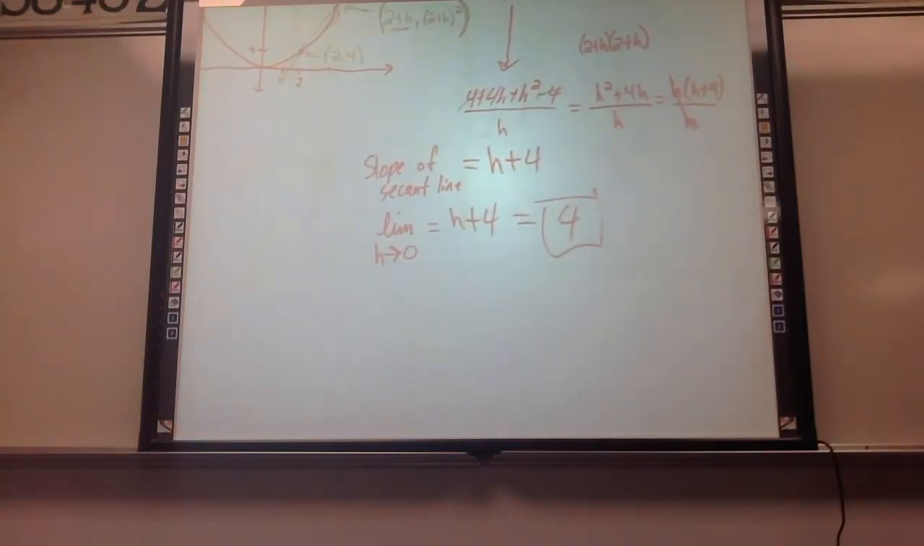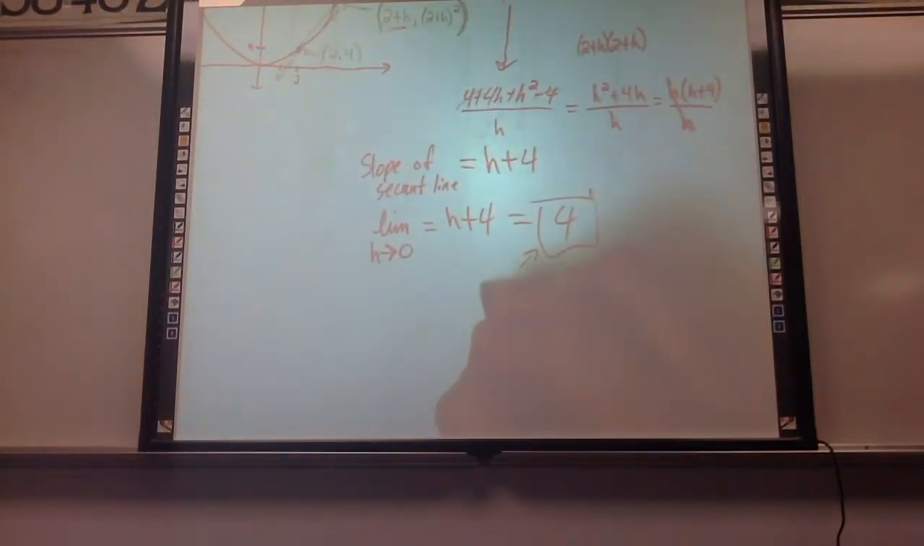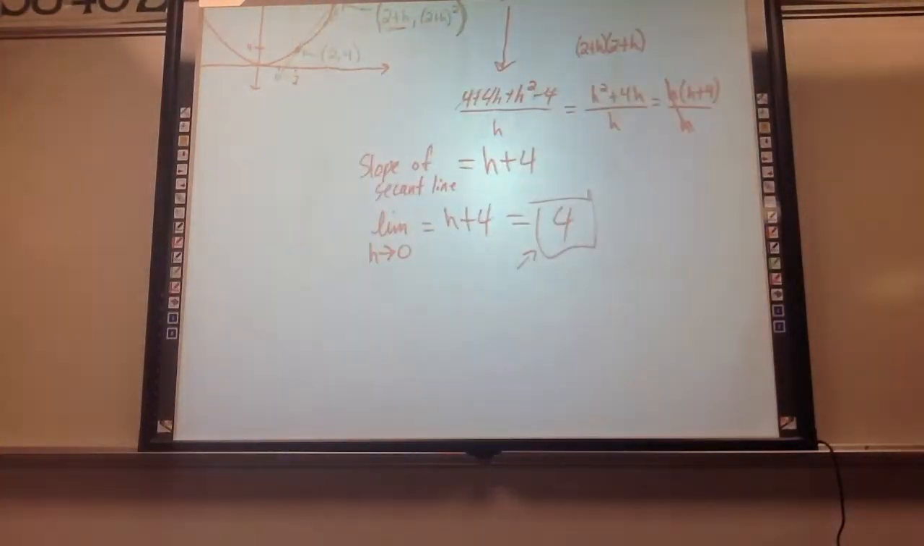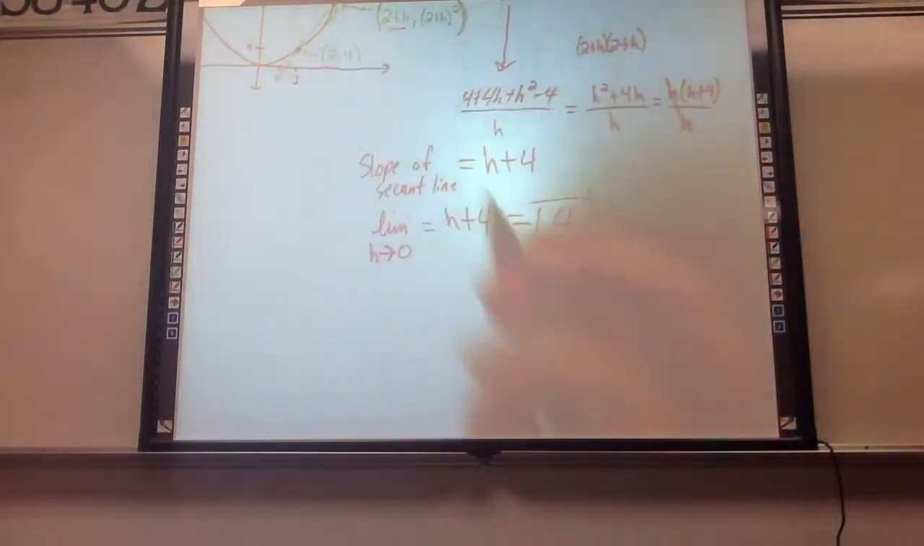So what is that? What's your slope? That's the slope of the tangent line at that point. The tangent, where it just hits, that's because as we get really, really close, it goes to 4. So if I could draw a line that just barely touched that parabola at one point, that would be the slope of the line.